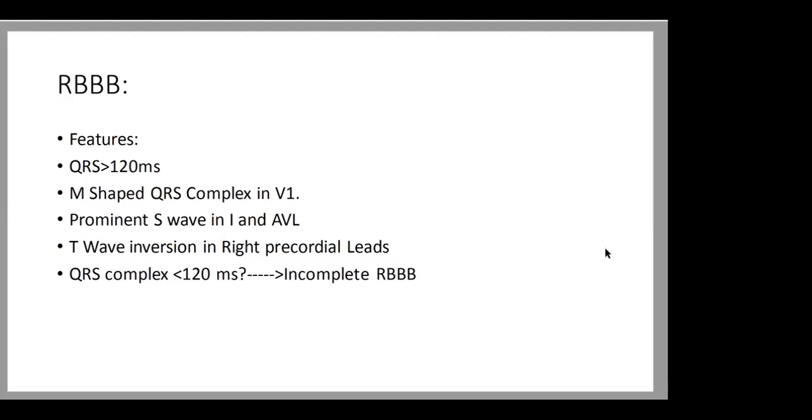What happens if we have a QRS complex that is less than 120 milliseconds, but all the other criteria are fulfilled? Would we say we don't have a block, or what would we say? I know you see the answers, but what would you conclude if you have a QRS complex that is slightly below 120 milliseconds, and you have an M shape, and you have a prominent S wave, and you have a T wave inversion? That would basically also be a right bundle branch block, but an incomplete one.